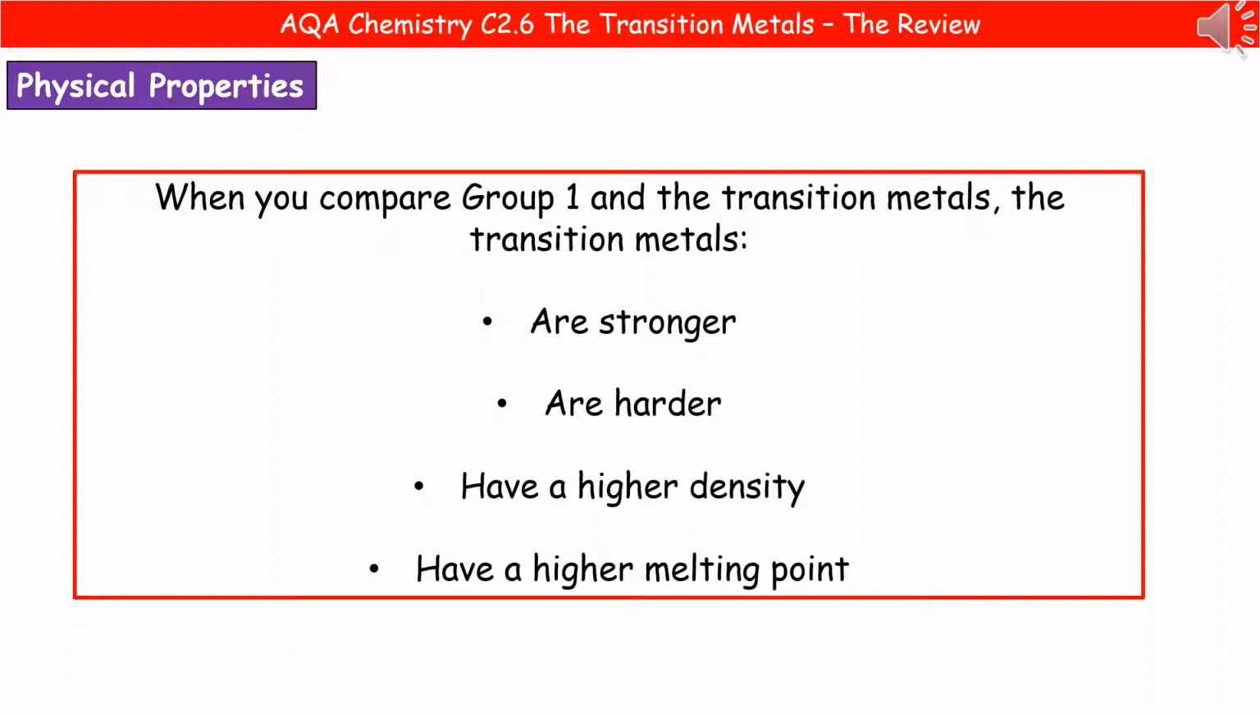One of the things you might be asked to do is to compare the group 1 and transition metals and their properties. So if we do that, then the transition metals are stronger, they're harder, they've got a higher density, and they've got a higher melting point than those metals that we find in group 1.